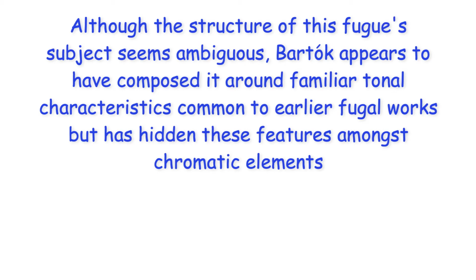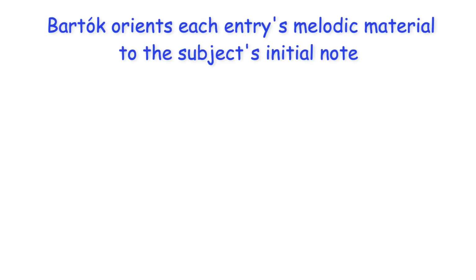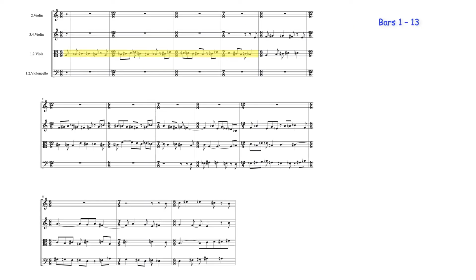Hi everyone! Although the structure of this fugue subject seems ambiguous, Bartok appears to have composed it around familiar tonal characteristics common to earlier fugal works, but has hidden these features amongst chromatic elements. Bartok orients each entry's melodic material to the subject's initial note. The work's initial subject entry, for example, begins on A, and the second entry on E.